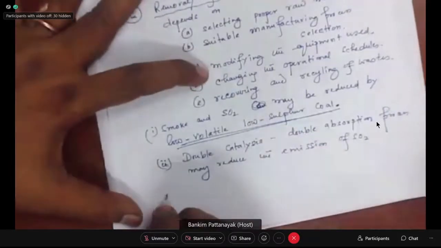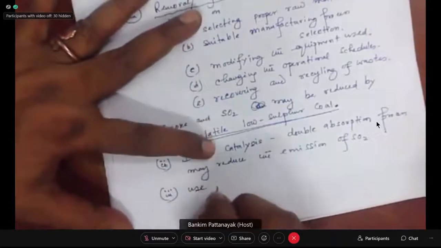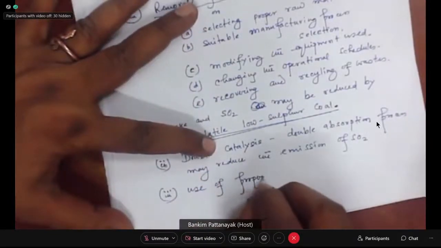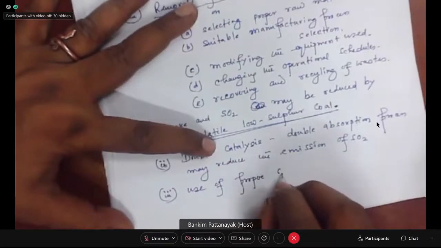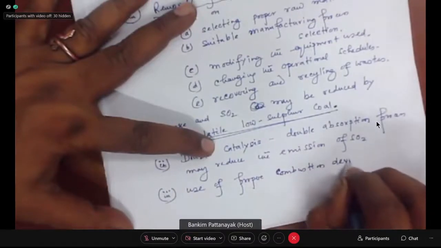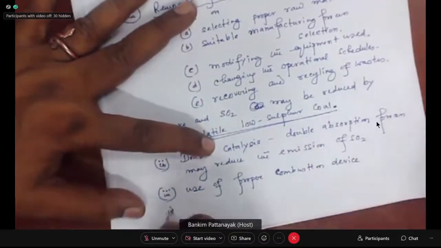You can also use a proper combustion device. Use of a proper combustion device can also reduce this.